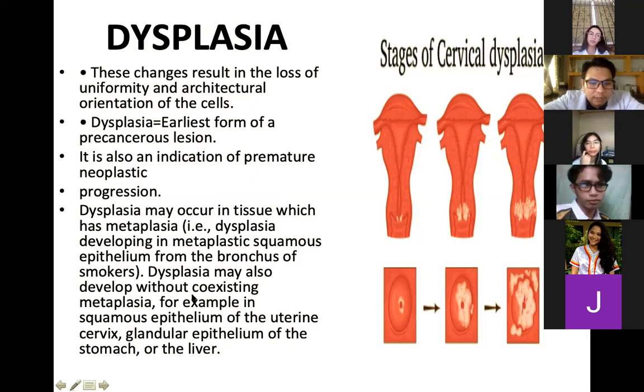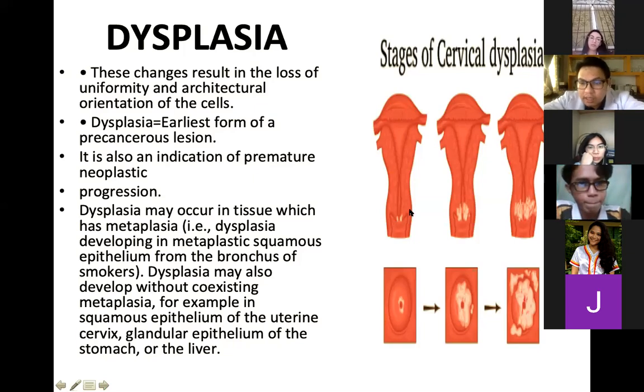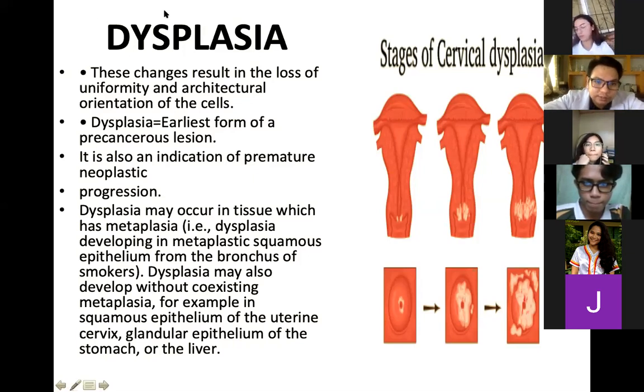Dysplasia may also develop without coexisting metaplasia, for example, in squamous epithelium of the uterine cervix, glandular epithelium of the stomach, and the liver. So the picture, class, is a photo of a cervical dysplasia. Nakikita ninyo, from a normal appearance of a cervix into a dysplastic cervical organ. So, cervical dysplasia can lead to cervical cancer.